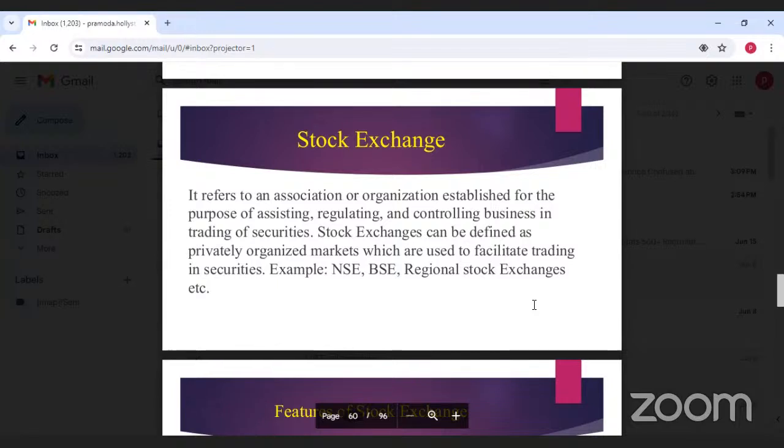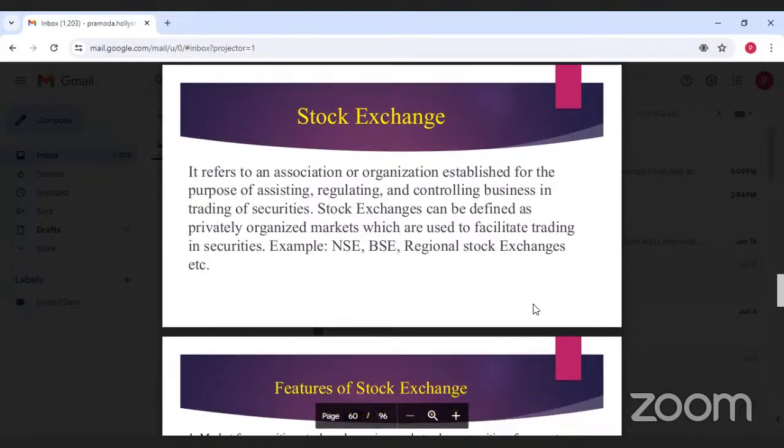Because of that, many stock exchanges have been set up in our country, such as NSE, BSE, and regional stock exchanges. Out of these, the most familiar ones are NSE and BSE. NSE stands for National Stock Exchange, and BSE stands for Bombay Stock Exchange. These are the most leading, predominant stock exchanges in our country. Am I clear with the introduction?